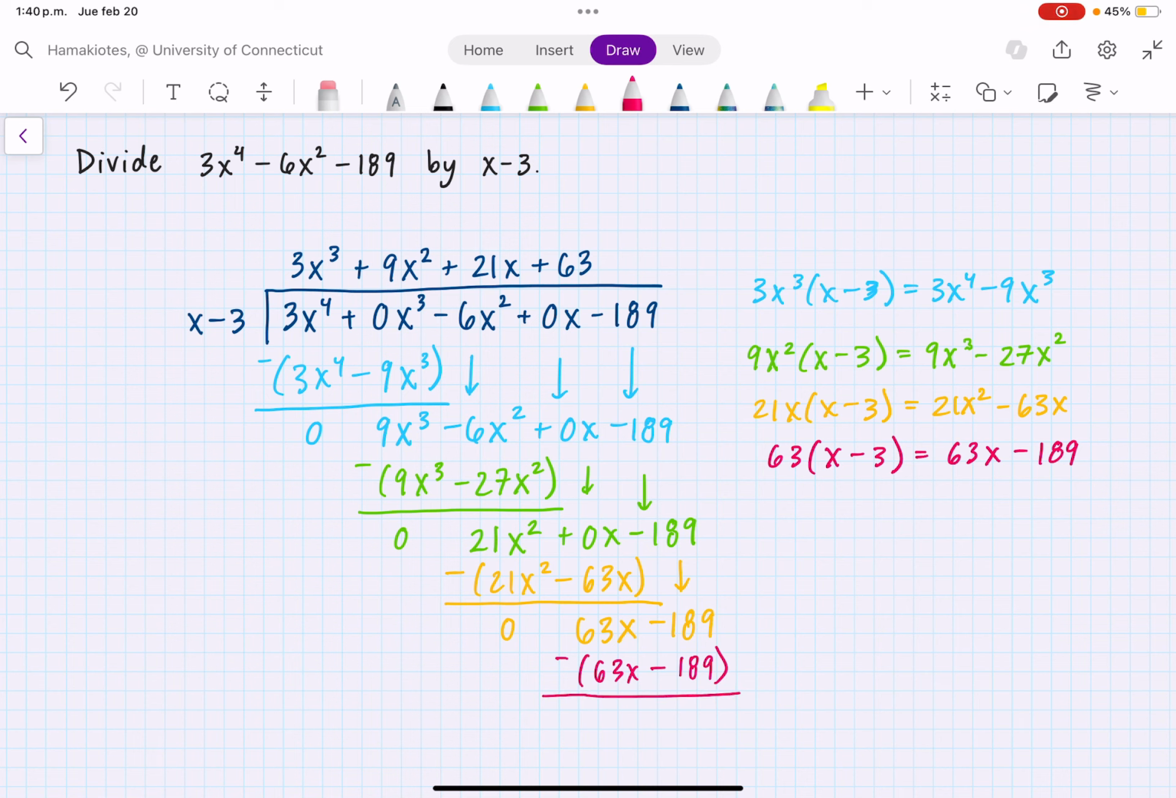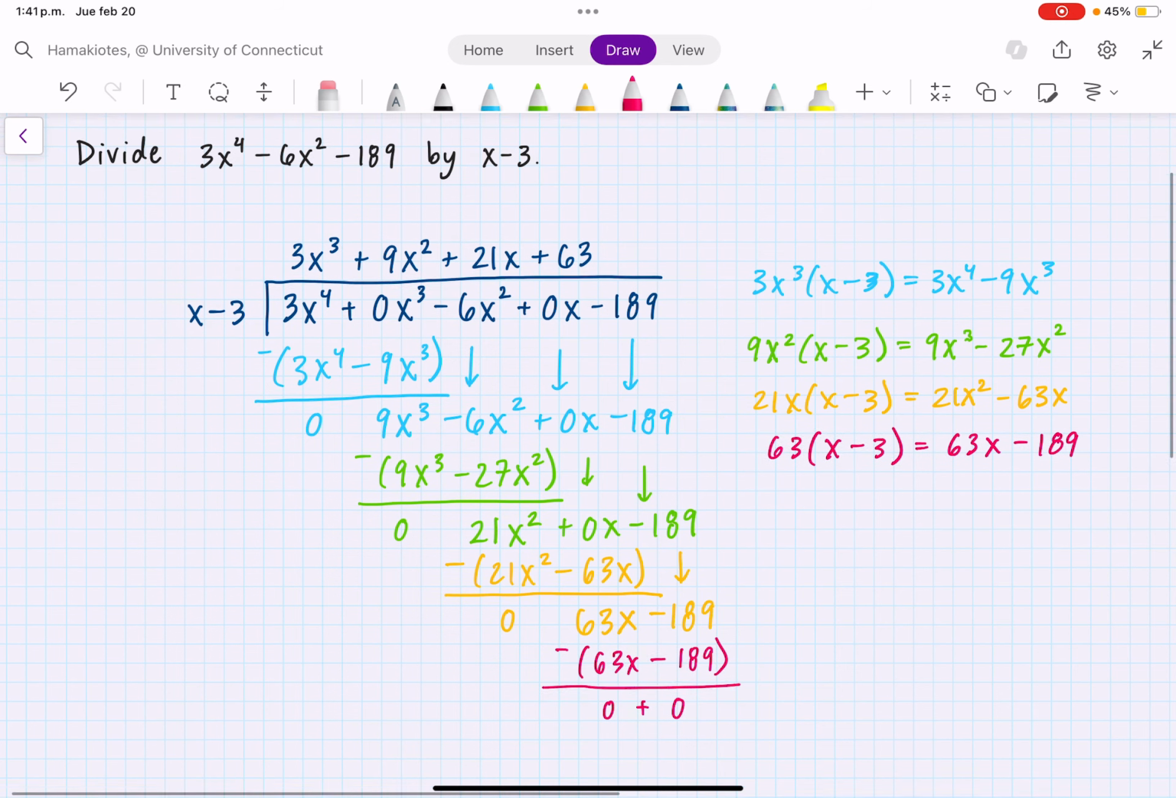What does that give me? 63x minus 63x is 0. Minus 189 minus minus 189 is minus 189 plus 189, which is also 0. So there's no remainder. So what does this tell me about my final answer?